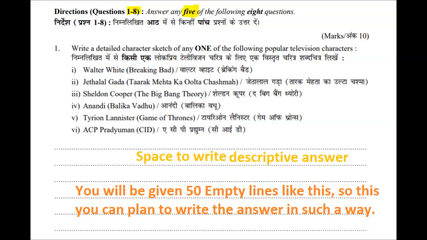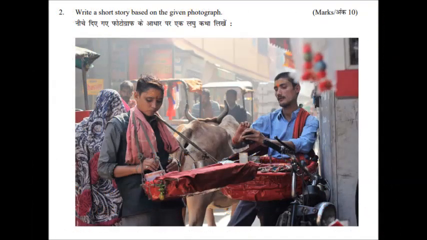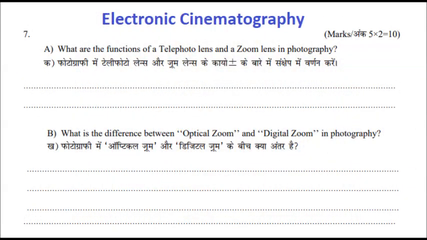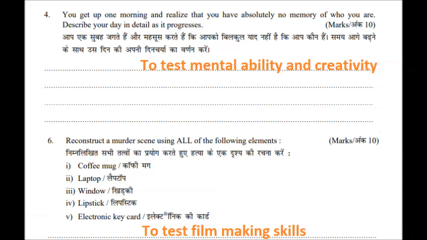Here are the questions asked in 2018. You can answer each in 50-60 lines. Look at the questions asked in different areas. An example is writing a story based on the given photograph. If you're writing the test to become a cinematographer, the questions are like this, about lens and photography. There can also be questions to test your mental abilities and filming skills. Check this interesting question about what if you lost your memory.